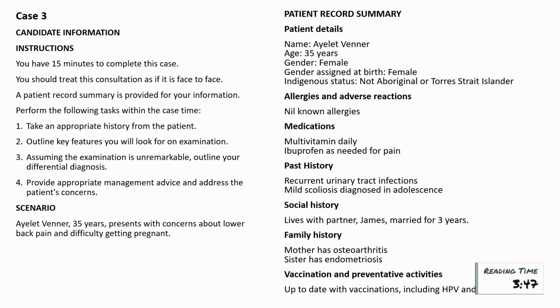Past history, recurrent urinary tract infections. Mild scoliosis diagnosed in adolescence. Social history, lives with partner James, married for 3 years. Family history, mother has osteoarthritis, sister has endometriosis. Vaccination and preventative activities, up to date with vaccinations including HPV and influenza.